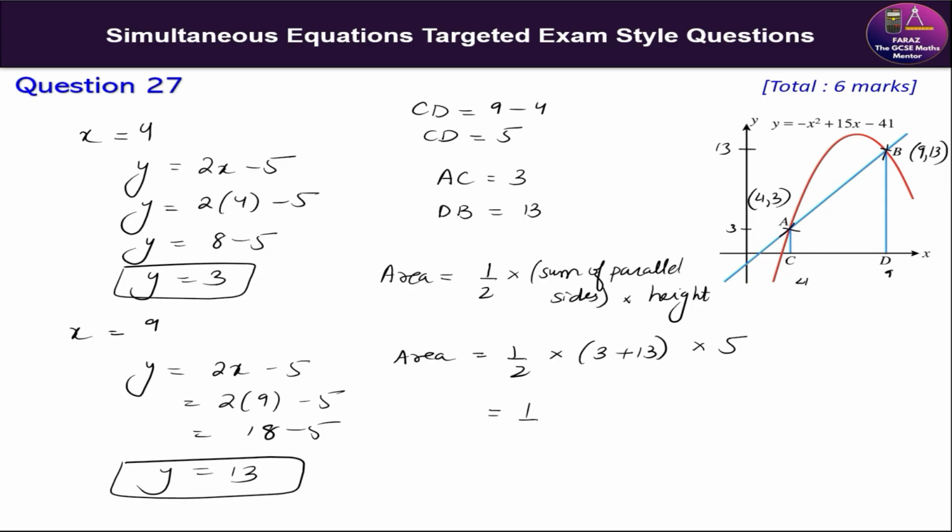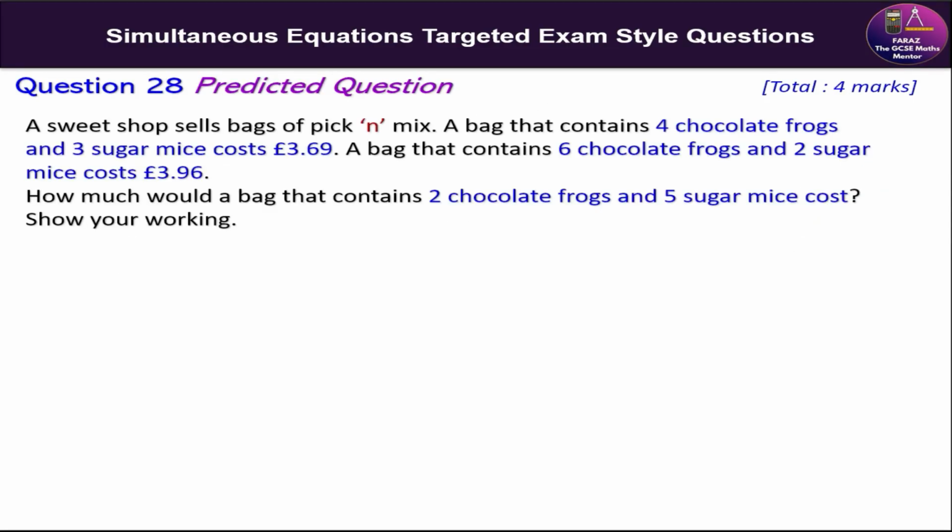So half times 16 into 5, 2 into 1 is 2, 2 8s are 16, 8 5s are 40, 40 unit squares. That's the area of the quadrilateral ACDB or ABDC. Let's crack on with question 28.